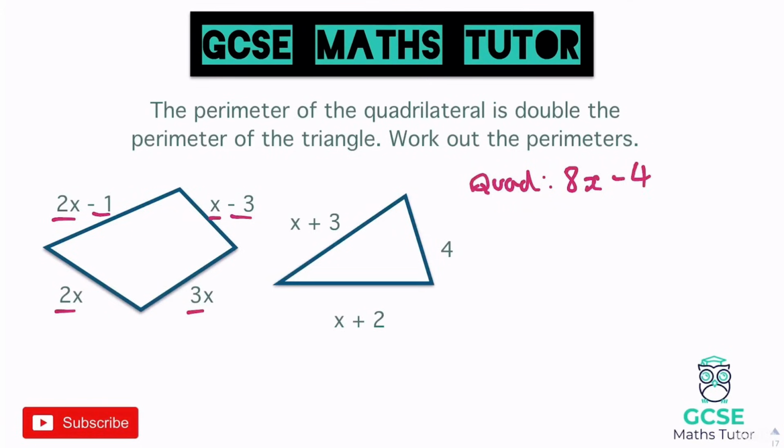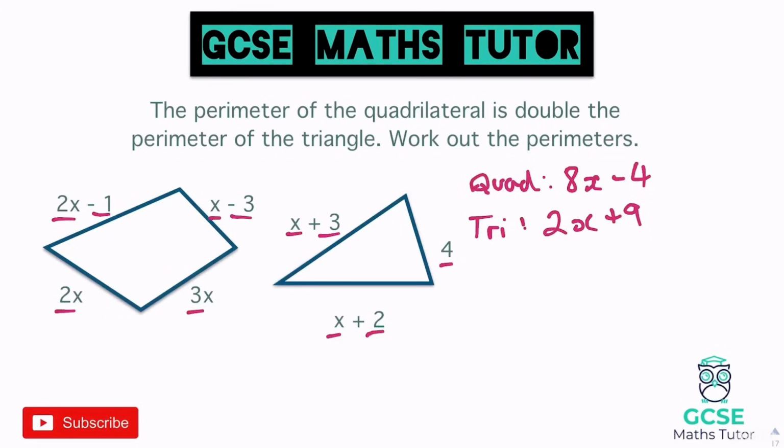So that's the quadrilateral, 8x minus 4, and that's an expression for the perimeter. Then we've got the triangle. Let's have a look at what we've got there. We've got 1x, 2x, so 2x. And we've got 3, 4, 5, plus the 4 is 9, so 2x plus 9.